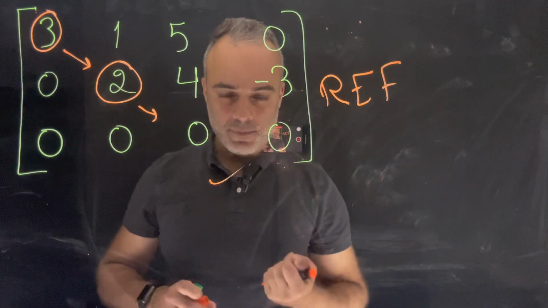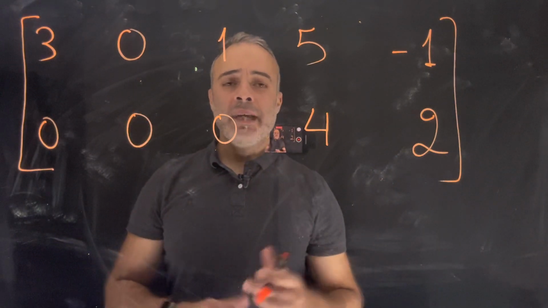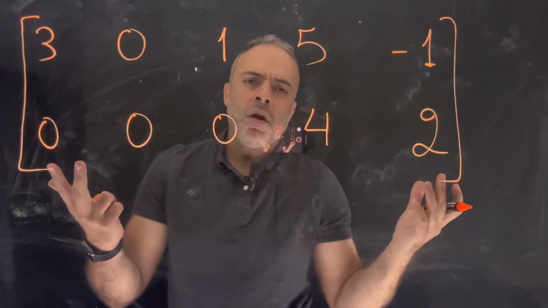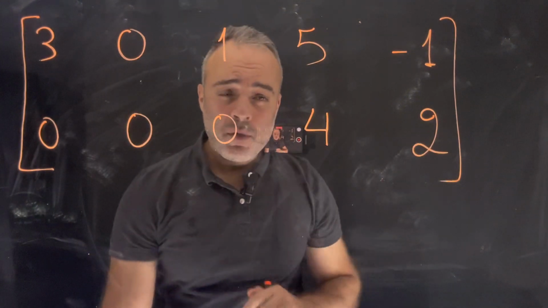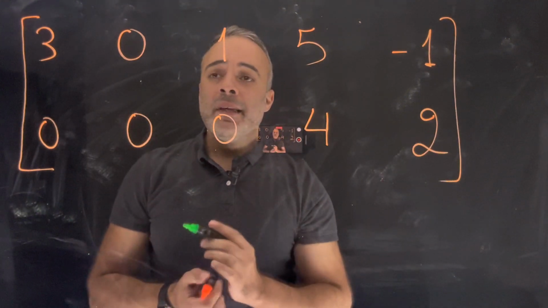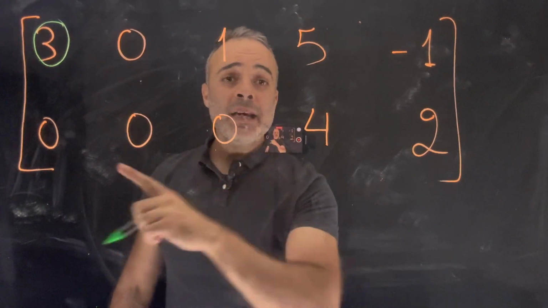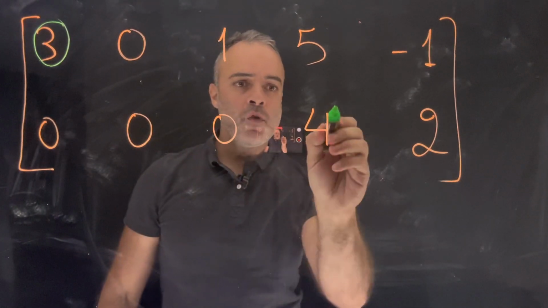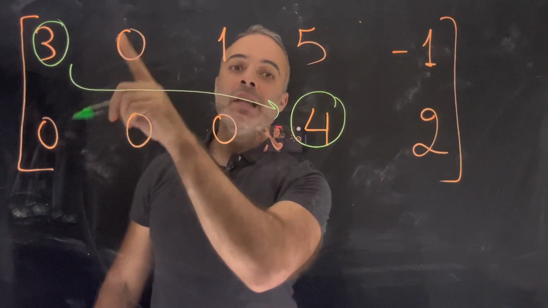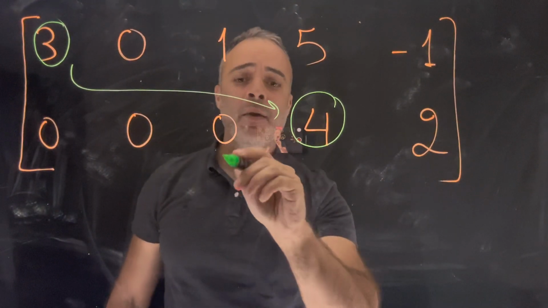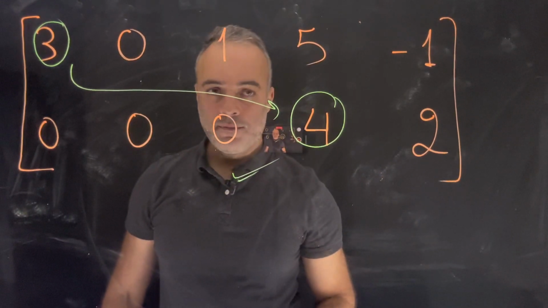Let's do more. What about this example? Condition number 1, any zero row? There is no zero row, right? So we just ignore it. Condition number 2, let us circle the leading entries. The leading entry in the first row is this guy, 3, and the leading entry in the second row is 4. And yes, we are going from left to right as we are moving down. So yes, this is also in the REF.